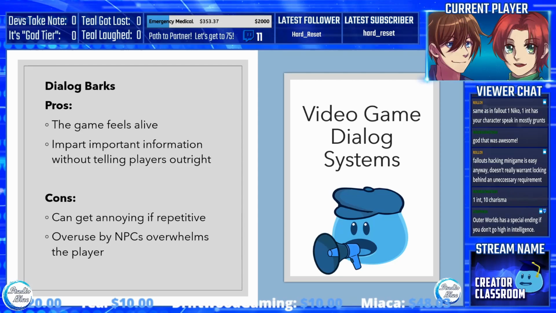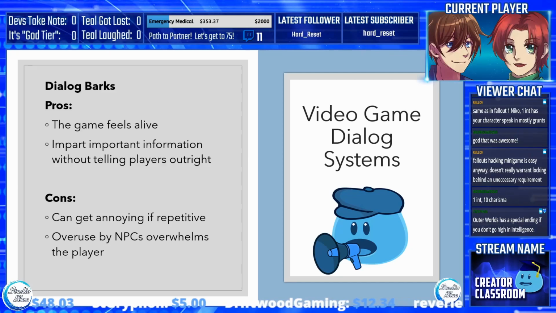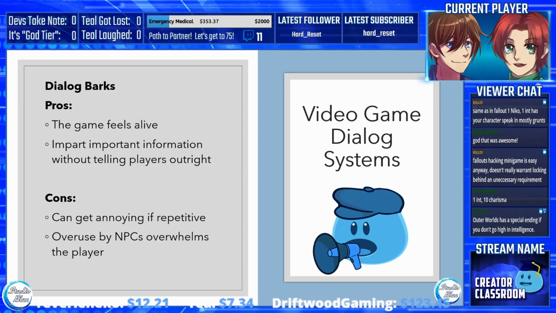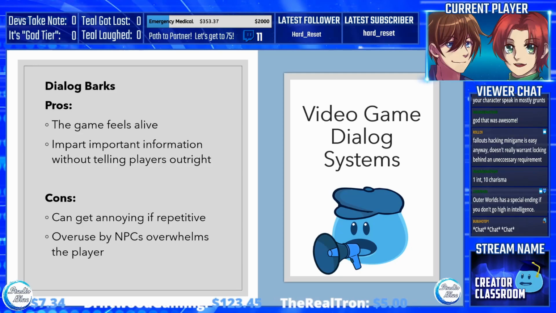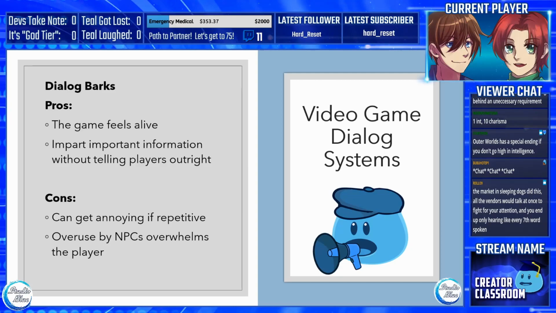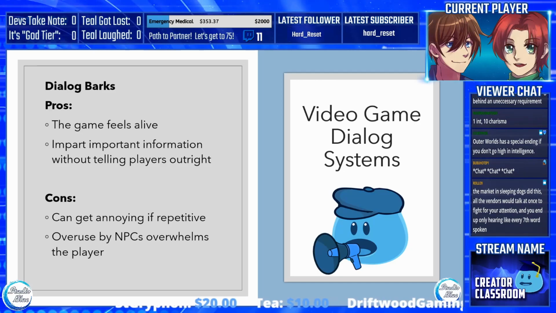It can be NPC's comments on the recent string of murders. It can be an overheard conversation between NPCs on the monster in the nearby cemetery. The pros of this, it makes the game feel very alive. You can impart important information without telling the players outright. The cons, of course, is that this can get annoying if it's repetitive. And overuse by NPCs will overwhelm the player.